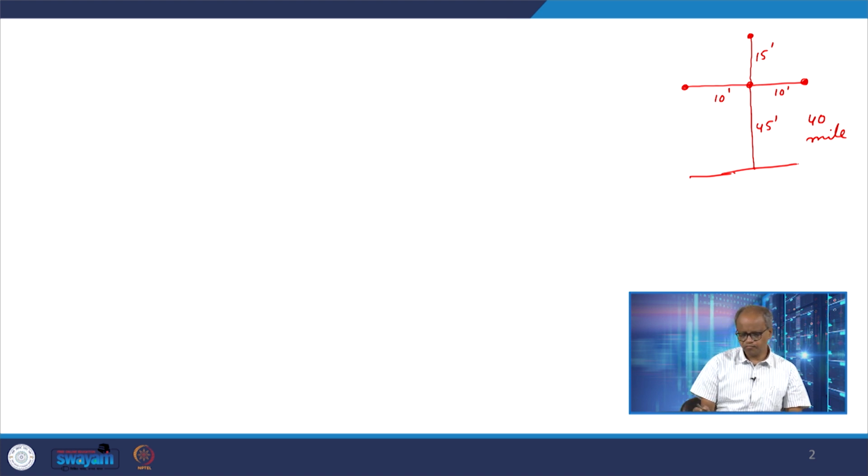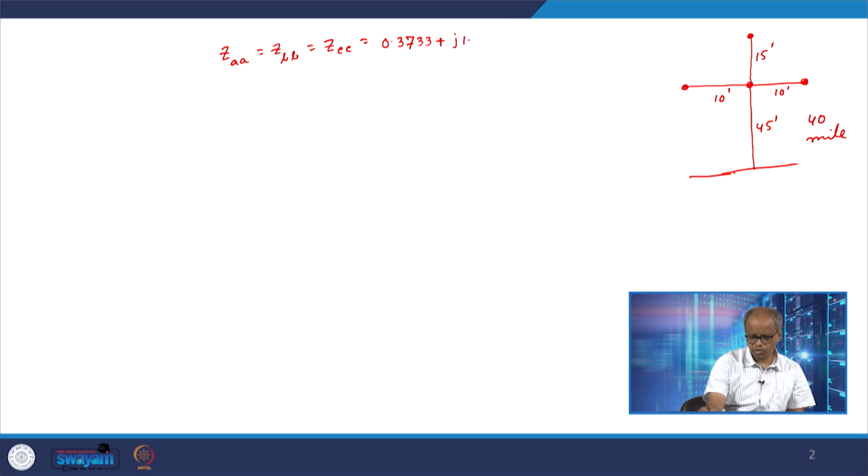With that, we found that the values of ZAA equal to ZBB equal to ZCC, which we calculated, was 0.3733 plus J 1.4594 ohm per mile. And we also showed that ZAB is equal to ZBC.